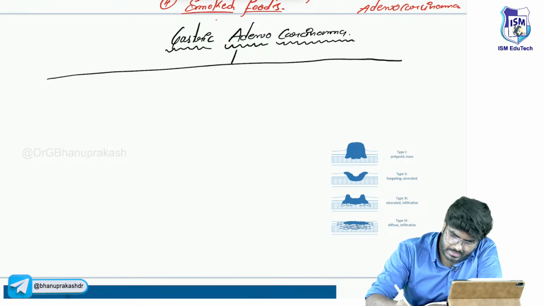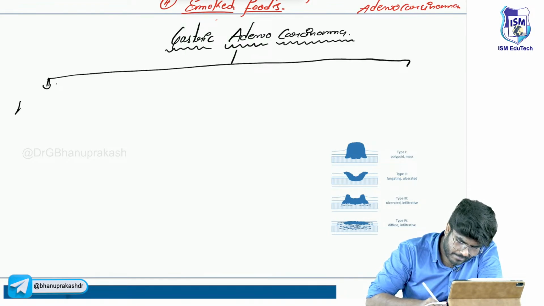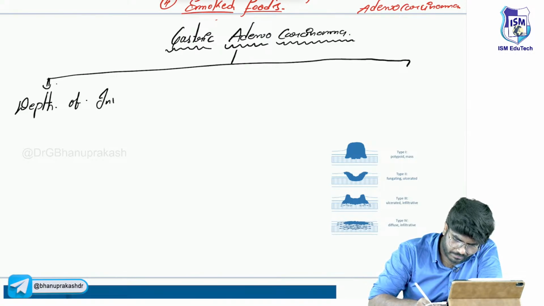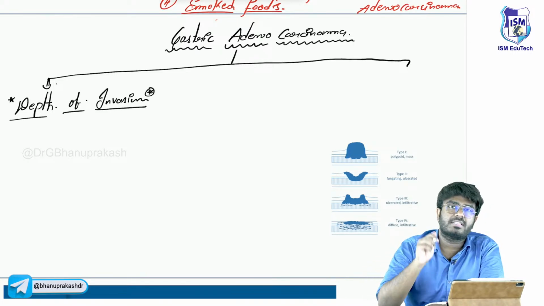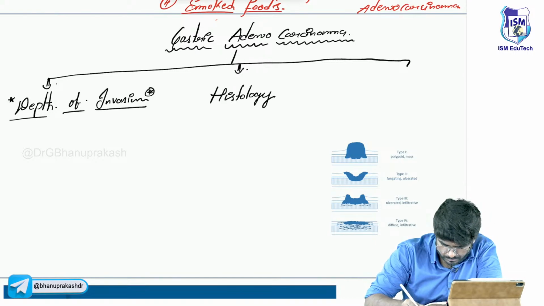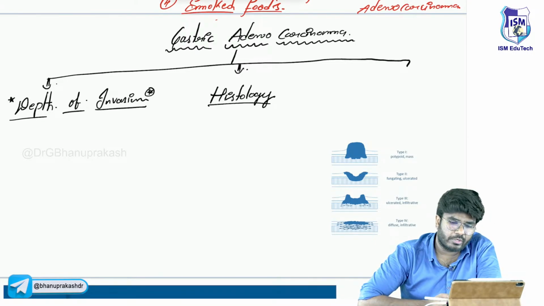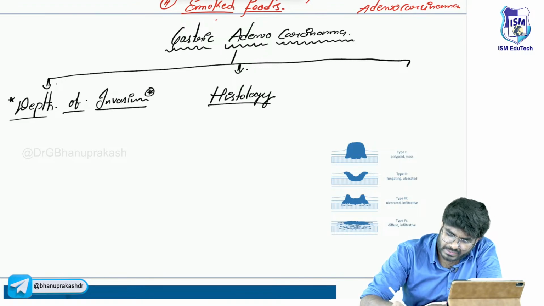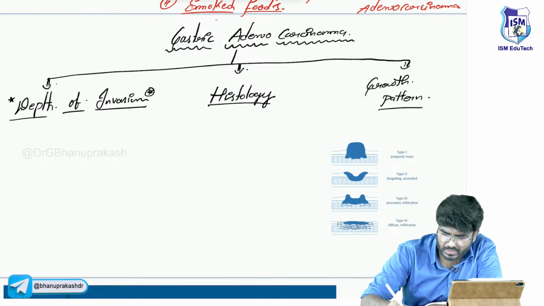The first type is based on the depth of invasion, which means how deep the cancer has invaded, how deep the cancer is going. The second one is histology. Based on the histology, we can classify according to the growth pattern. We'll discuss them one by one.